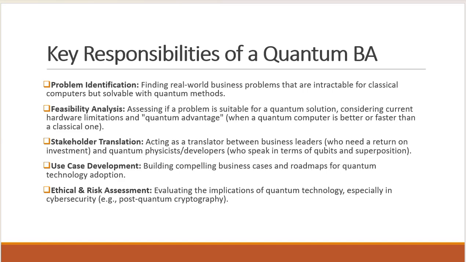Then use case development, which is most important. After gathering requirements, start to develop the use cases: how the process will happen, how the end user will interact with the system, and their problem or goal, how quantum techniques can satisfy it, and how fast and how feasible it is with the quantum technique. So we build and compile the business cases and roadmap for quantum technology adoption: how we are going to adopt quantum technology to solve the problem, and how we interact between classical computers and quantum computers. And then the ethical and risk assessment.